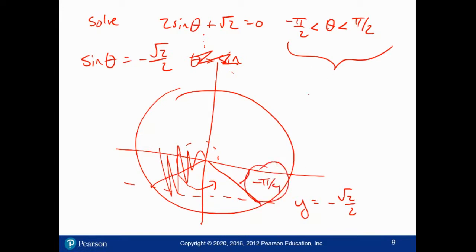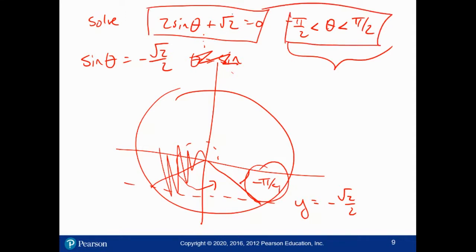So depending on how the restrictions are phrased and how many solutions you may or may not be looking for, you're going to find different things. So don't only focus on the equation, also pay attention to the restriction. So we'll do the same problem one more time.